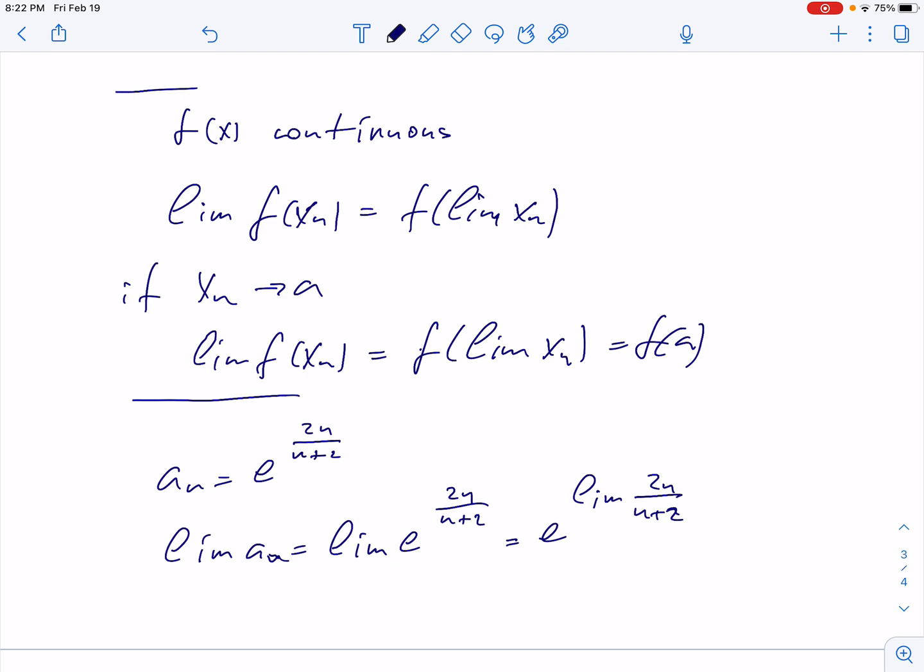What is the limit here? Look, you can write 2n over n plus 2 this way: 2n over, factor n in the denominator, 1 plus 2 over n. Reducing by n, it can be written 2 over 1 plus 2 over n, and the limit is 2. So this limit on the top is 2, and here is our result. The limit of our sequence is e squared.